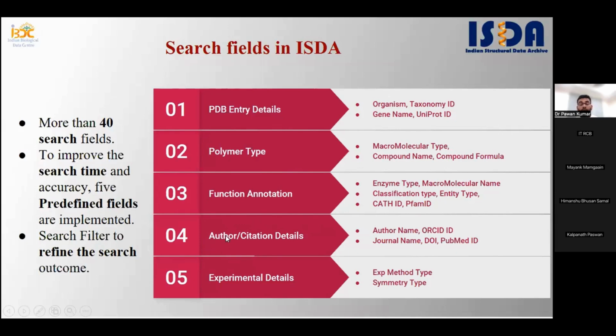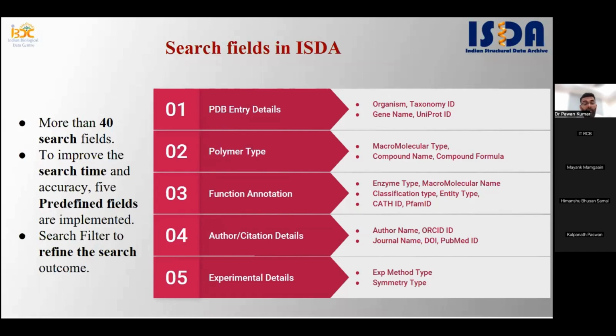Then the user can also use the author section to get the author specific search. So the user can use the author name, ORCID ID, journal name, DOI or the PubMed ID to retrieve the specific PDB ID from the ISDA database. To improve this search space in the ISDA, we also have 5 predefined fields to make the search more focused, and to reduce the search time as well as improve the accuracy.